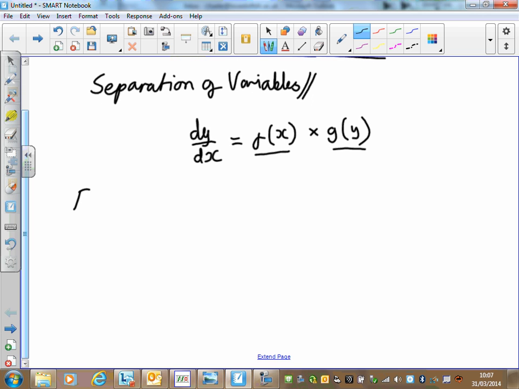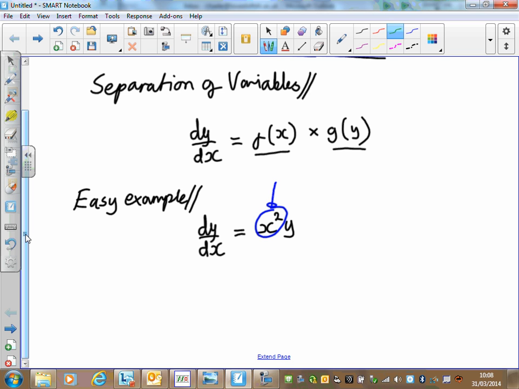So let's have a look at an easy example. This will be an example of something which could potentially come up in section A, if you like. And let's have a look at dy dx is equal to x squared multiplied by y. This is quite obvious in terms of what the two functions are which are multiplied together. What's the function of x? So we've got this function of x, which is going to be the x squared, lovely jubbly. And what's the function of y then? Just y. Okay.